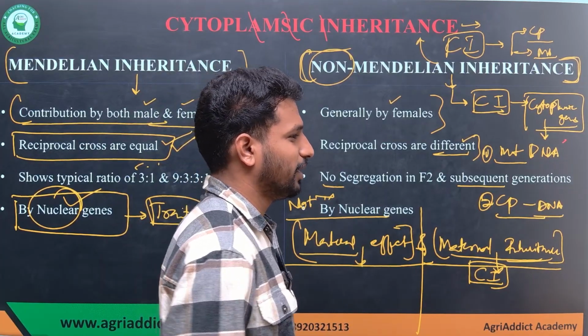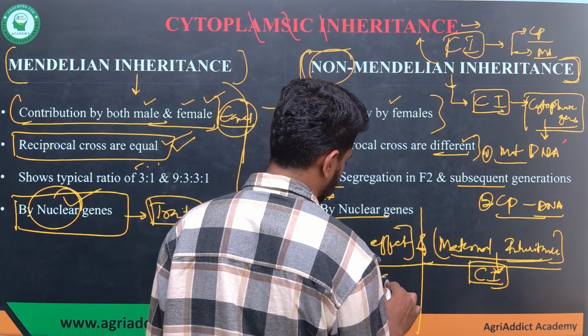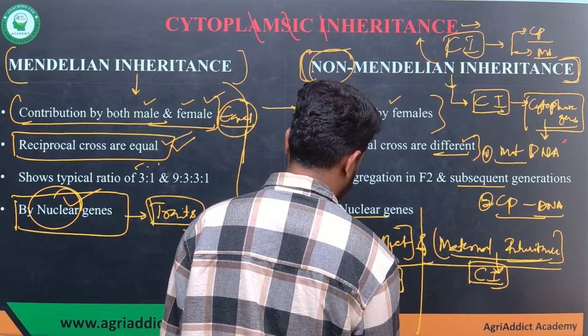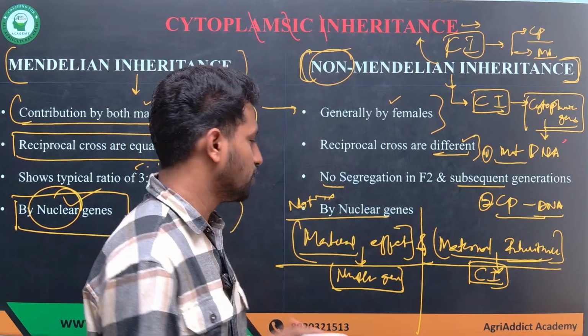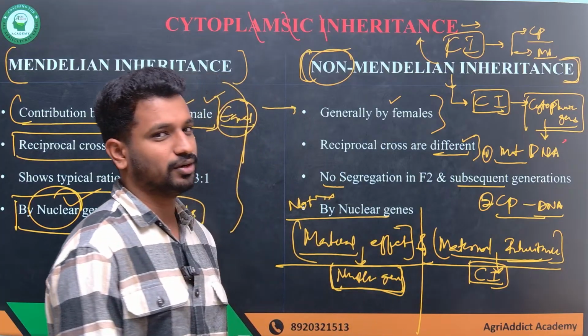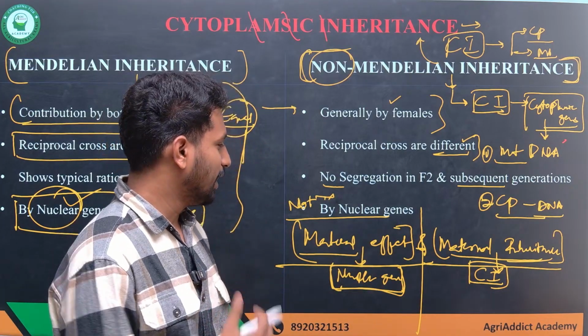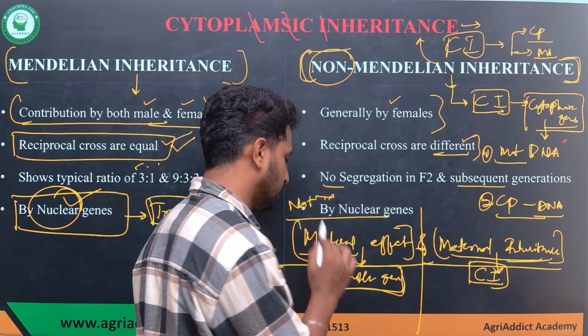Maternal effect is by the nuclear genes. Okay, so the maternal effect is by the nuclear genes. Good. That means whatever effect we are seeing in whichever trait, the trait is actually governed by the nuclear genes itself. Okay, there will be influence of the genotype of the female. I'll come to that later. But in the first place, this is because of the nuclear genes only.